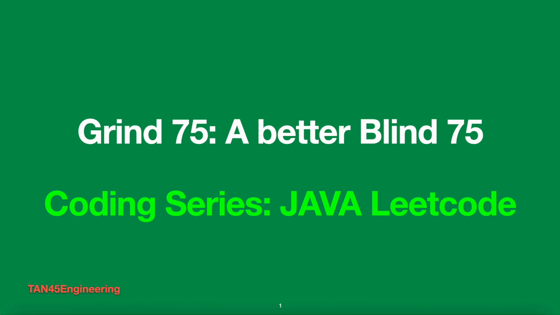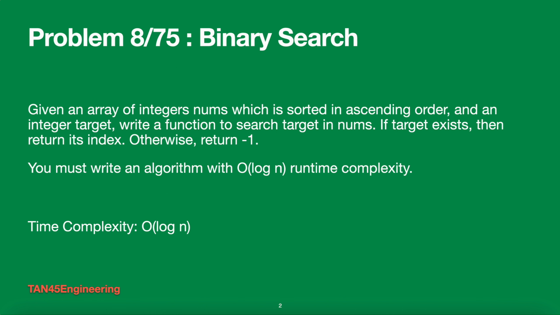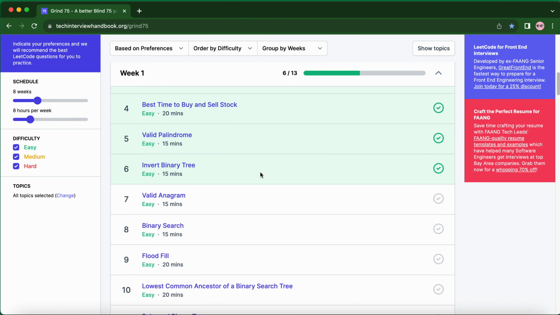We are here with yet another video in Grind 75, a better Blind 75 coding series. Let's jump to the problem statement for today, which is binary search. It's going to be a short video, since it's on binary search, it is quite easy, and it is one of the most frequently asked interview questions. We are going to solve it in O(log n) time complexity, hence the binary search.